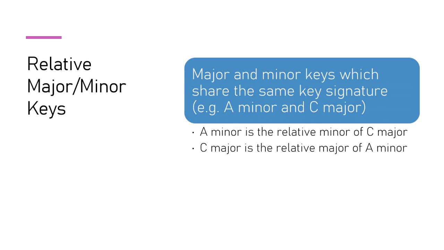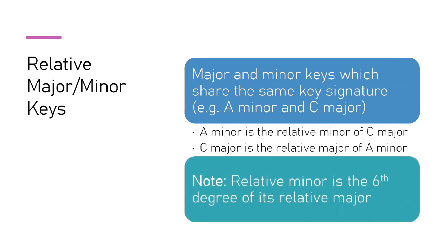It's important you know all these things. For every minor key, you should be able to find the relative major. For every major key, you should be able to find the relative minor, because that will help you when we start constructing the minor scale. One thing to note is that the relative minor is just the 6th degree of its relative major. So if we go back to C major, what's the relative minor of C major? If you write the scale of C major, the 6th degree is A. So A minor is the relative minor of C major.